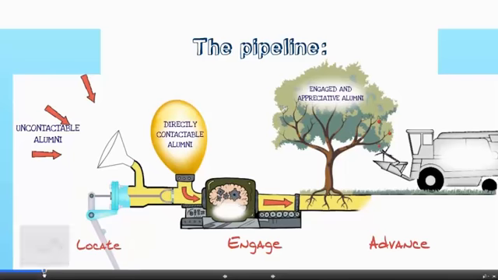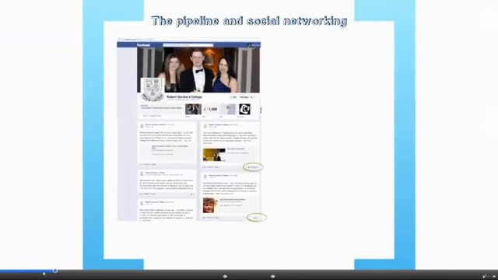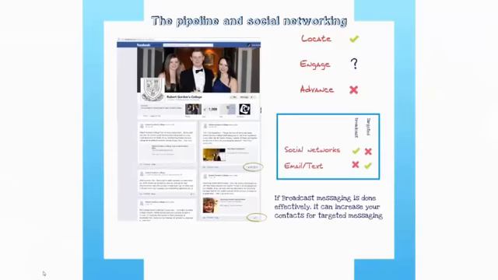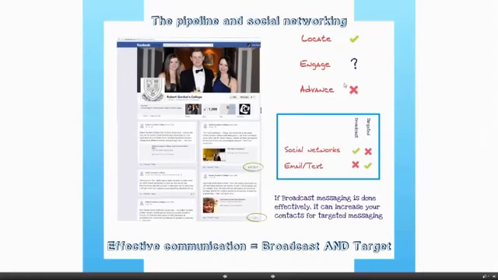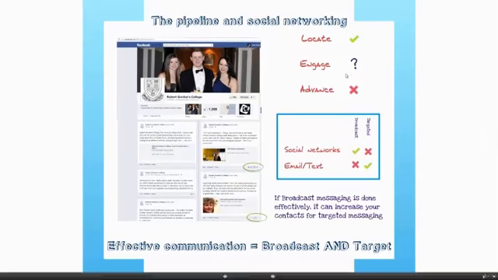So I will show a couple of slides that I'll skip through, but this is actually talking about social networking. I won't go into too much detail here because it's not really relevant to this particular conversation, but it's just to show the place that social networking has in this whole scheme of things, because when you look at locate, engage, advance, social networks are fantastic at locating. They're okay at engaging, but people only engage in things that they want to be engaged in, so they're not going to engage in things that you're trying to get across to them.